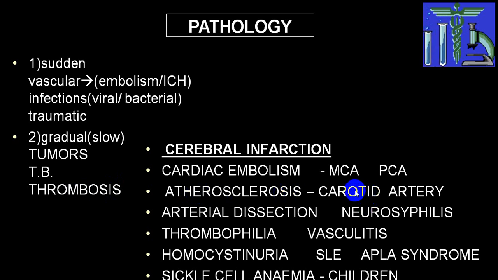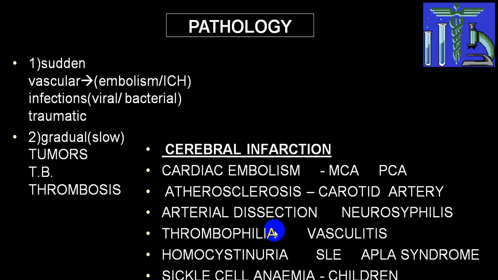We call carotid bifurcation, then even in MCA or ACA, occasionally you can come across arterial dissections. Cardiac emboli is very common, and that comes from acute MI, atrial flutter fibrillation from the atrium, then rheumatic valvular heart disease.